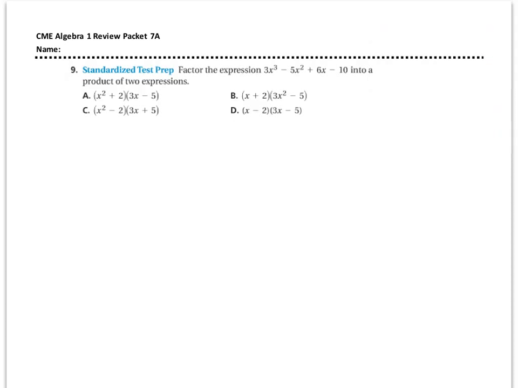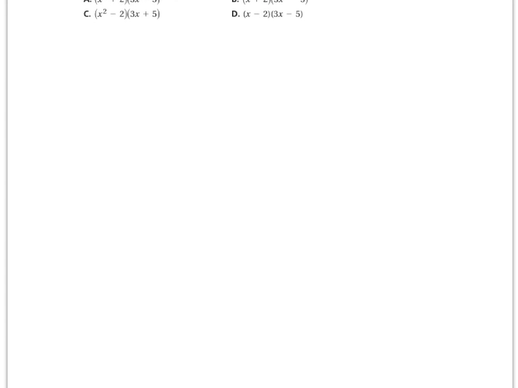The last one, standardized test prep: factor the expression 3x cubed minus 5x squared plus 6x minus 10 into a product of 2 expressions. Which one is the answer? All right. One way of doing it is to use an expansion box and solve each of them, and see if it gets the same thing here. That's one way of doing it. That sounds like a lot of work, but it's not that bad.